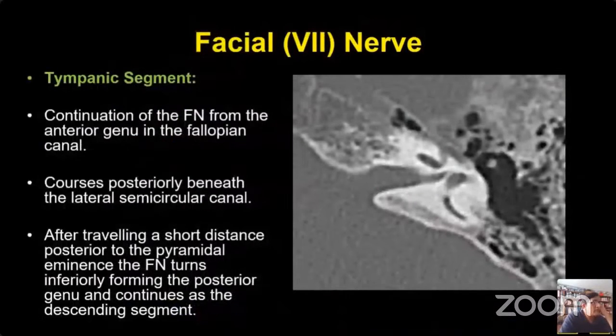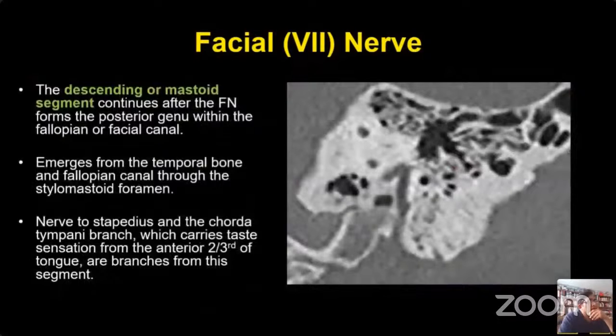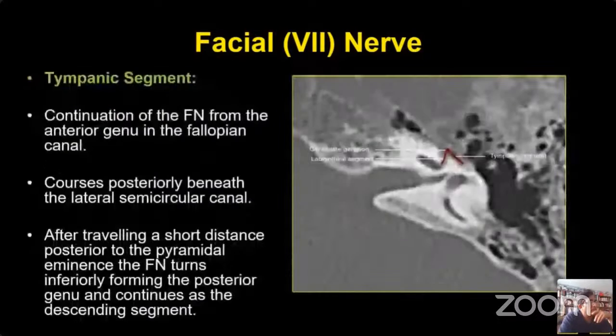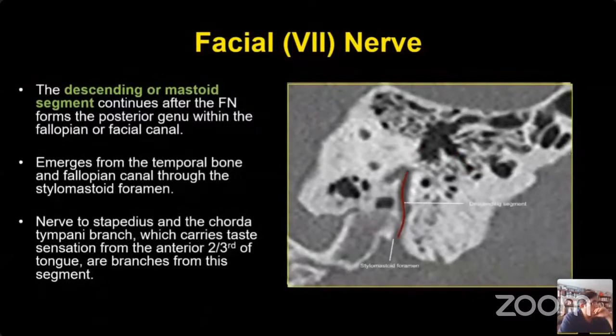Now looking at the tympanic segment of the seventh cranial nerve, as we saw previously, that's the labyrinthine segment coming out, and here is the geniculate ganglion, and the bulk of the seventh cranial nerve will continue posteriorly as the tympanic segment. That tympanic segment, when it courses posteriorly, will go all the way down into the mastoid canal, and then it dives down into the stylomastoid foramen, and that makes it the descending segment of the seventh cranial nerve.